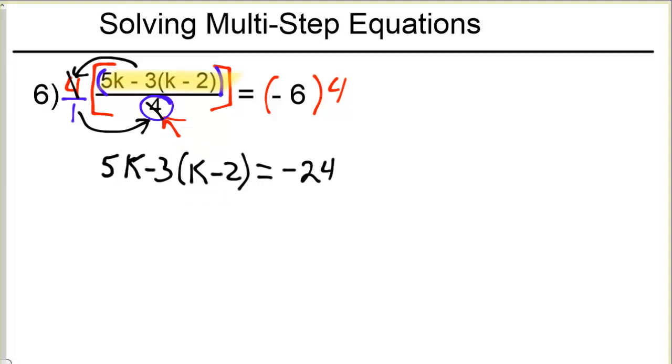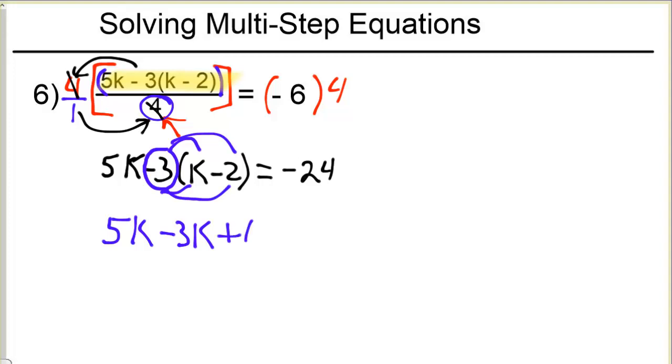Now, you have to be careful here. I'm going to put this in blue. You have to distribute not just the 3, but the negative 3 to both of these terms. So I'm going to bring the 5k down because I'm not distributing with that one. Negative 3 times the k is going to give me a negative 3k. And then negative 3 times the negative 2 is going to give me a positive 6. And then I bring down the right-hand side because I did not change it at all.